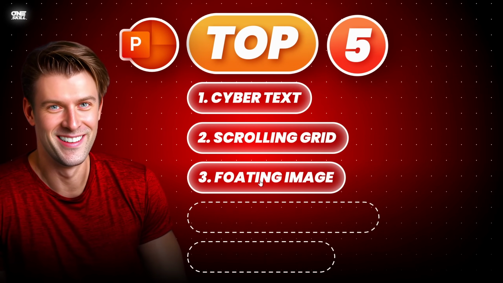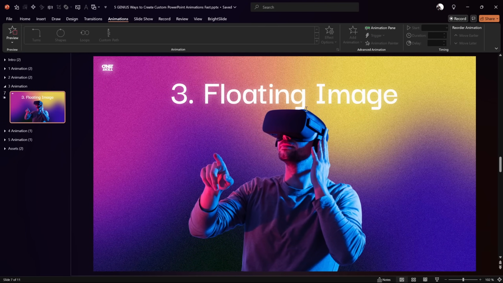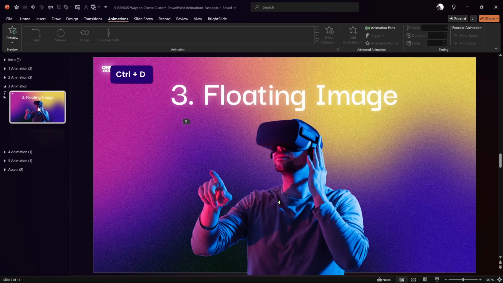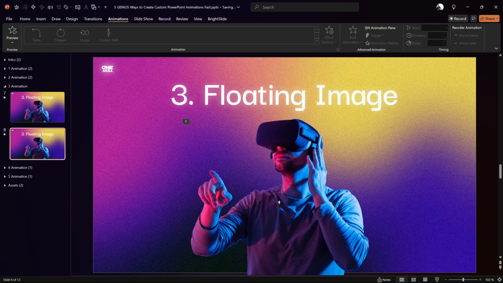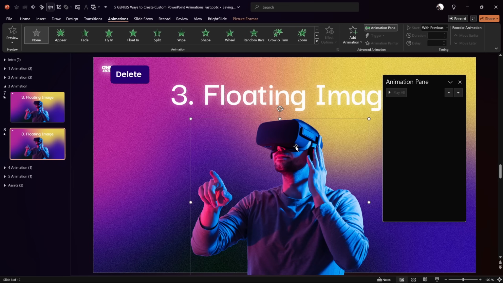And next, my friends, let me show you how you can create floating images in PowerPoint just like this guy. Floating images, let me show you how you can do that as well. And as always, let's duplicate the current slide, and on the duplicate slide, let's jump into the animation pane. Let's delete all of the animations so that we can do everything step by step.